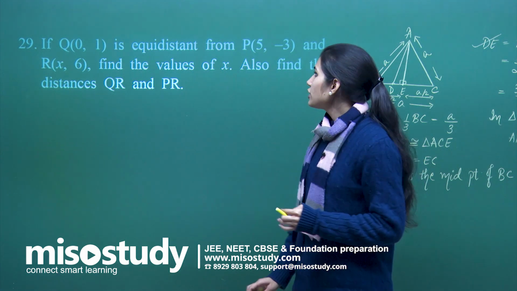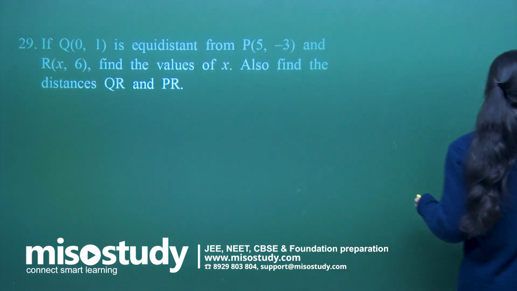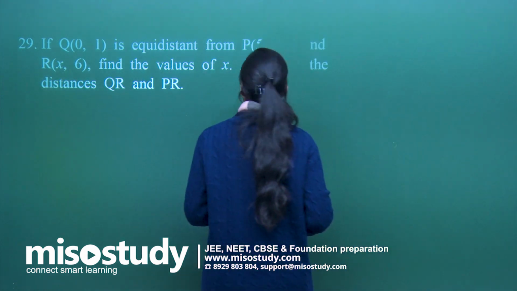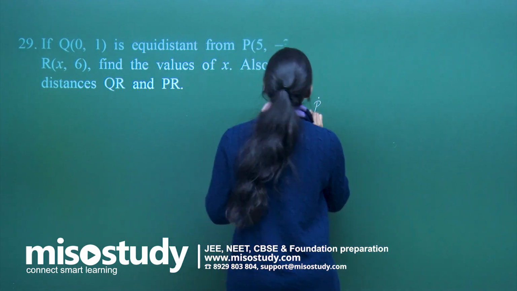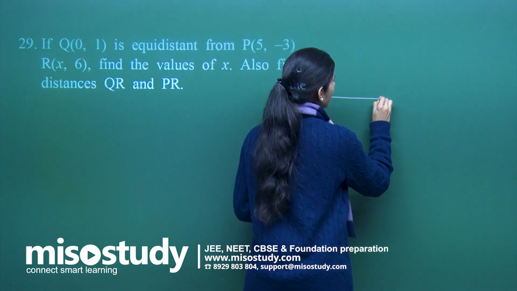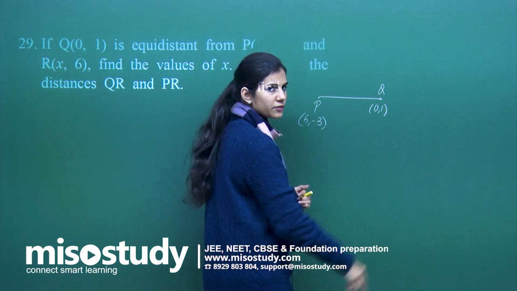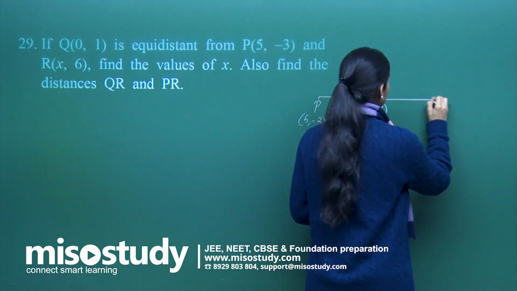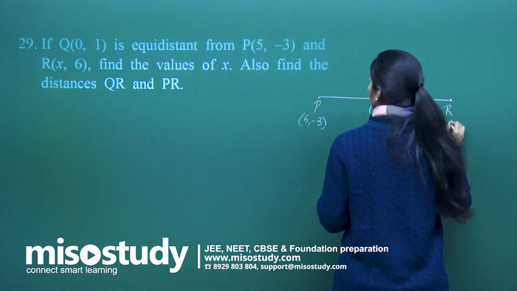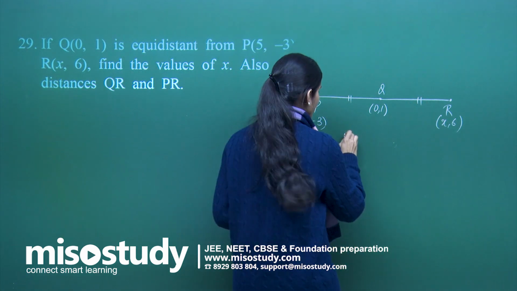It says that if Q 0, 1 is equidistant from these 2 points, then find the value of x. So it's already given to me that there is this point which is equidistant from 2 points. That means I have point P with me whose coordinates are 5, minus 3, and then I have this point Q which is 0, 1, and there is a distance between P and Q, that is PQ, or the length of the line segment PQ, which is same as the distance of Q from R whose coordinates are x, 6. So it's given to you that PQ is same as QR.